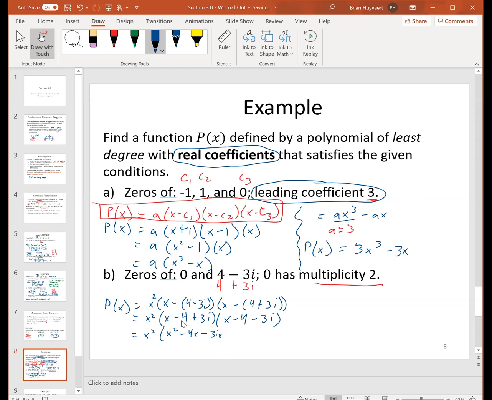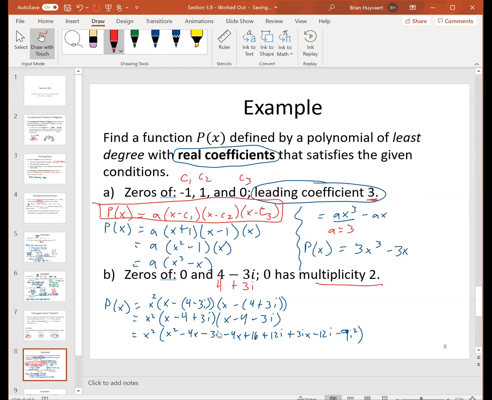Then we go to the negative 4. That has to interact with everything. Okay, negative 4x plus 16 plus 12i. And then we go to the 3i. That has to interact with everything. So 3ix, and then minus 12i, and then minus 9i squared. Okay, there's a lot going on there.